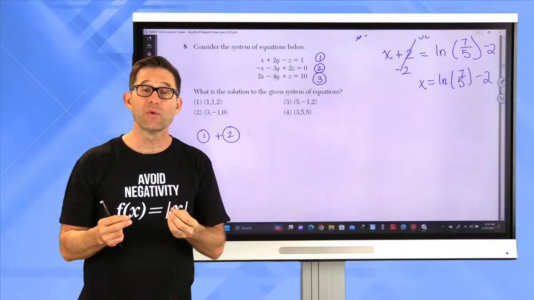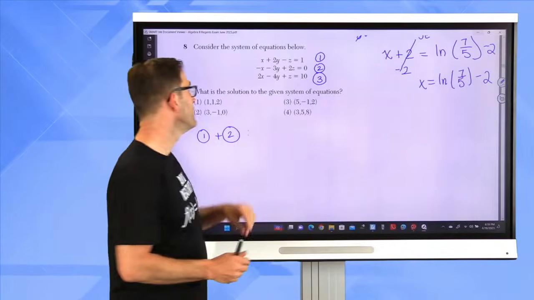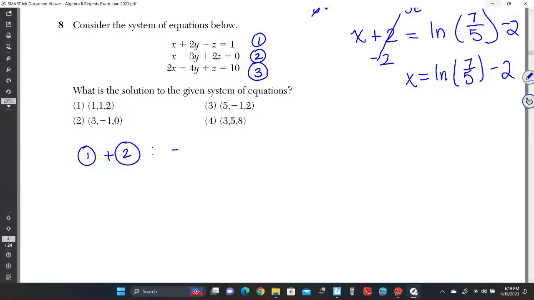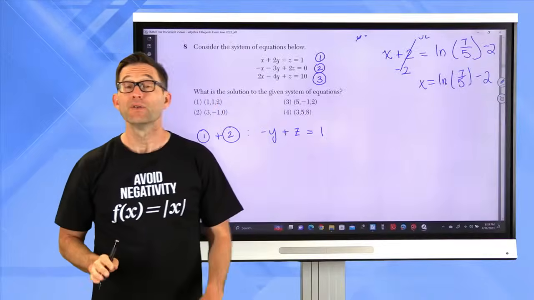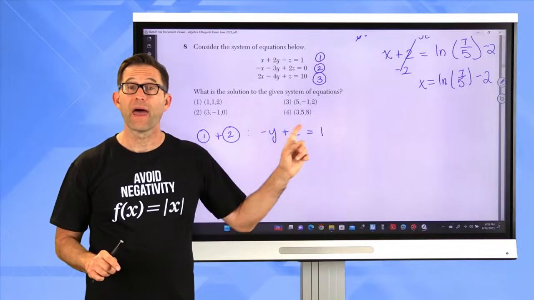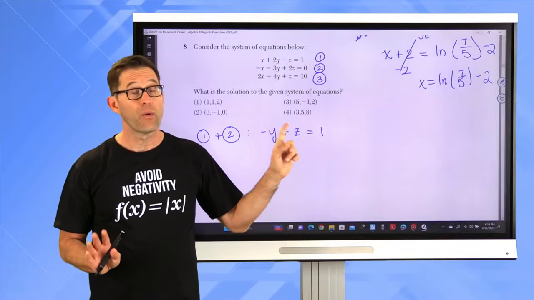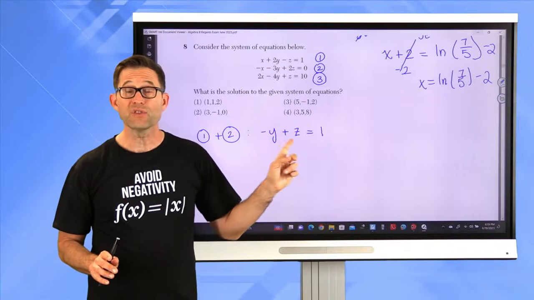And when I add those two together, the x and the negative x will cancel, and I'll get 2y plus negative 3y, which will be negative y, negative z plus 2z, which will be positive z, and 1 plus 0, which will be 1. All right, so one thing is definitely true. If I take negative y and I add it to z, I have to get 1.